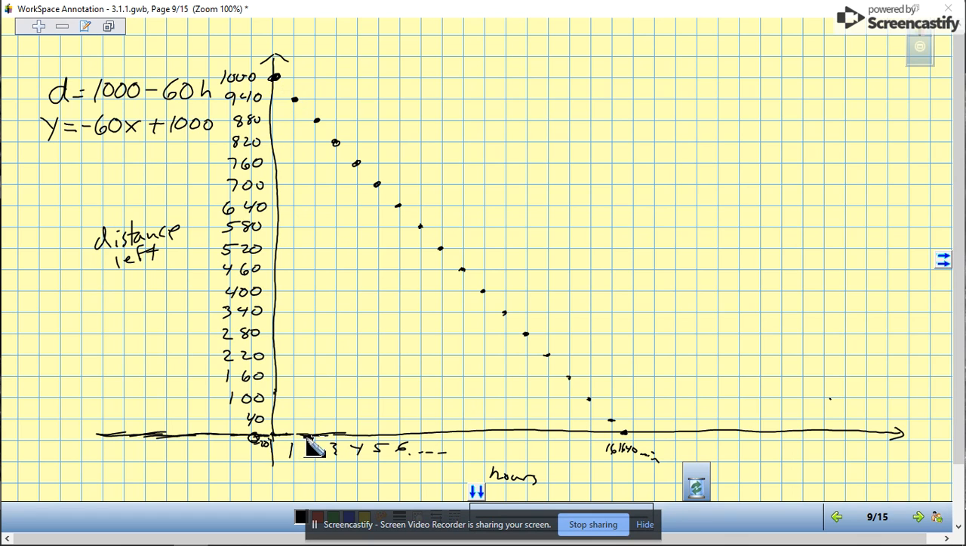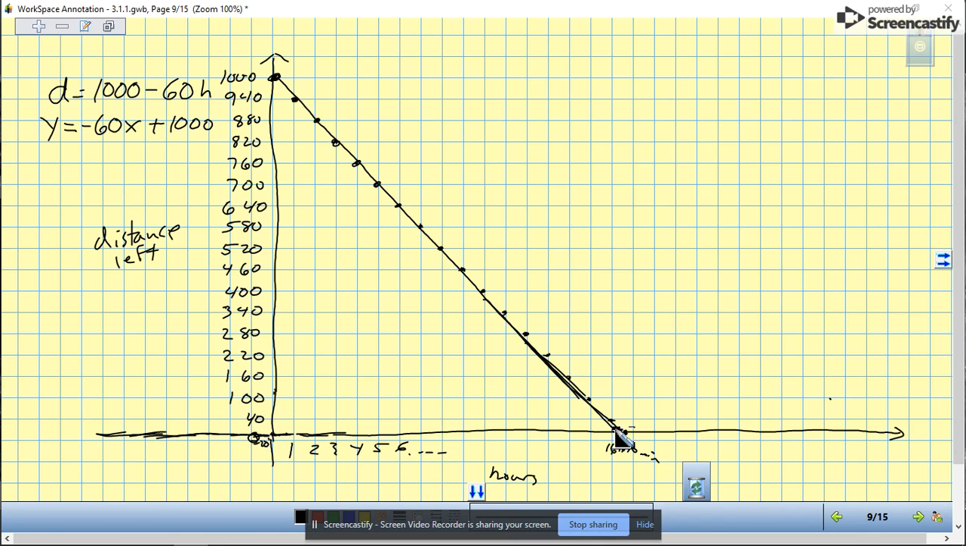What if they traveled an hour and a half? They'd be halfway between these two numbers, which would mean they would have 910 miles left. So there are a bunch of solutions in between all of these discrete dots. We do indeed need to connect our line as best you can to represent all of the possible solutions.